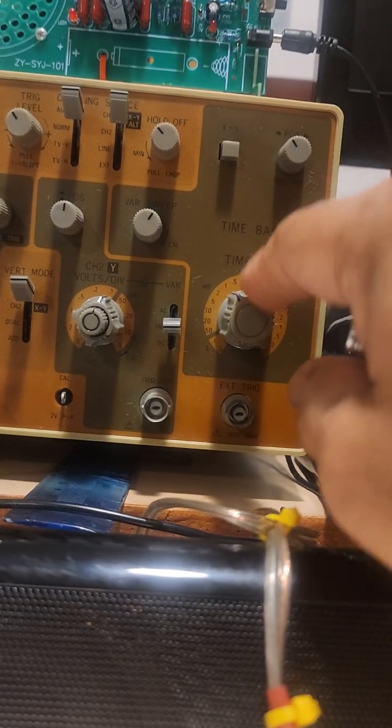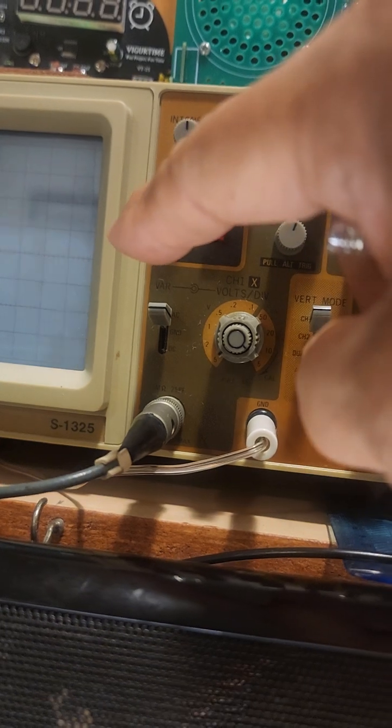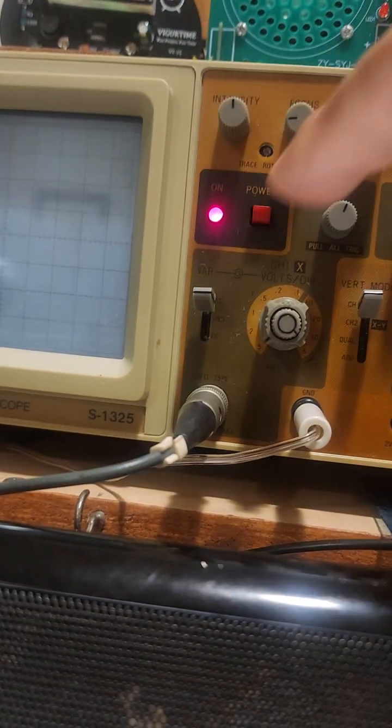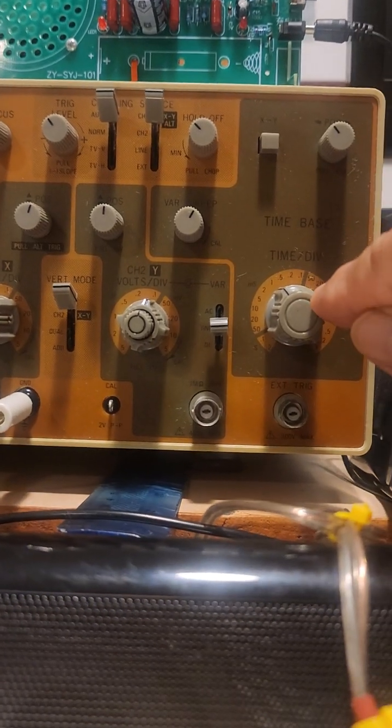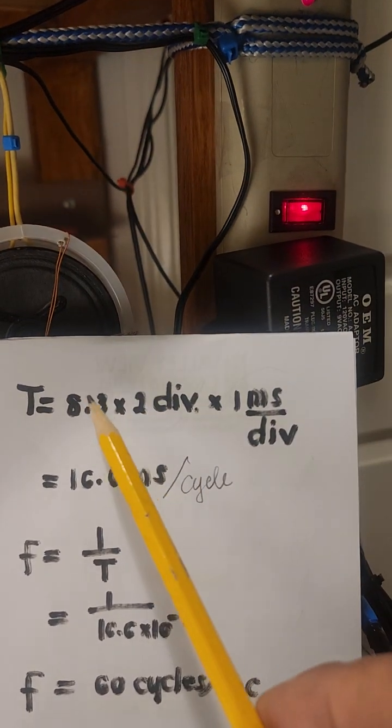When we set this to 1 millisecond per cycle, that's the graph. Okay, so our counting was actually based on the 1 millisecond time division. Okay, let's go back to the computation now.